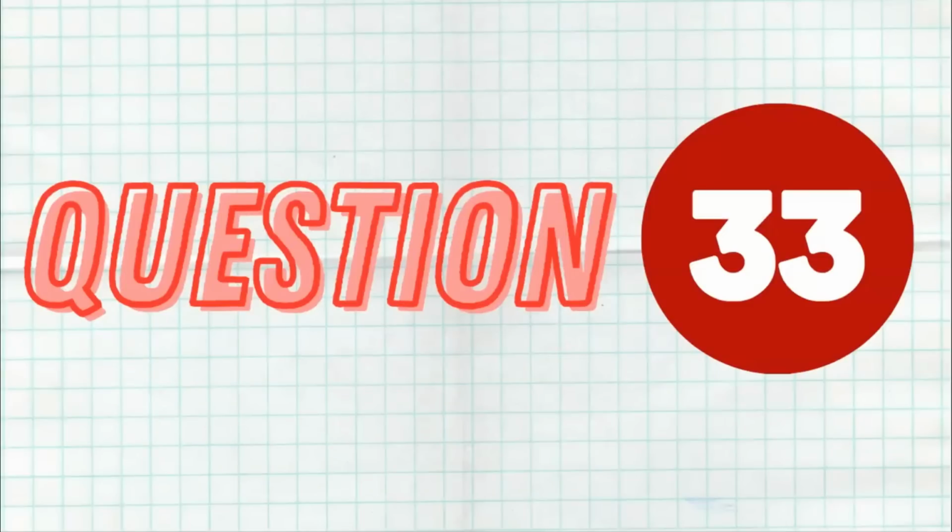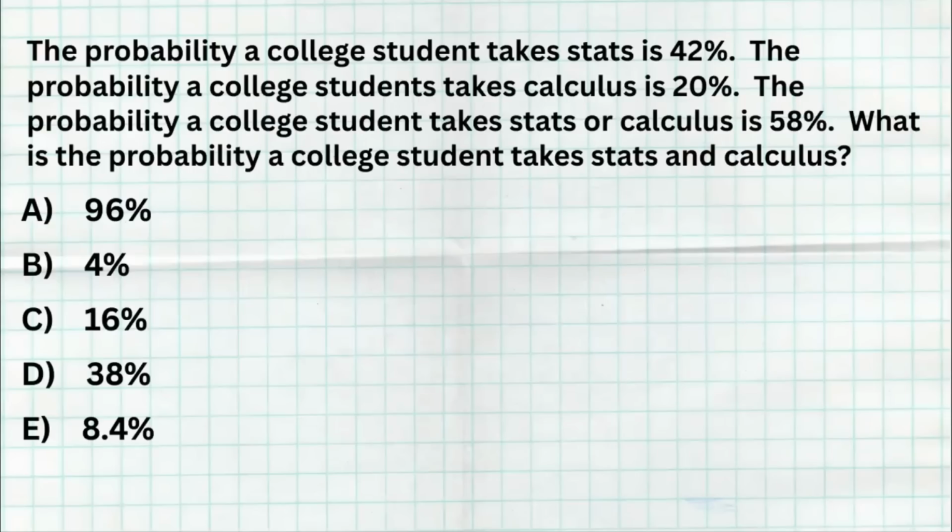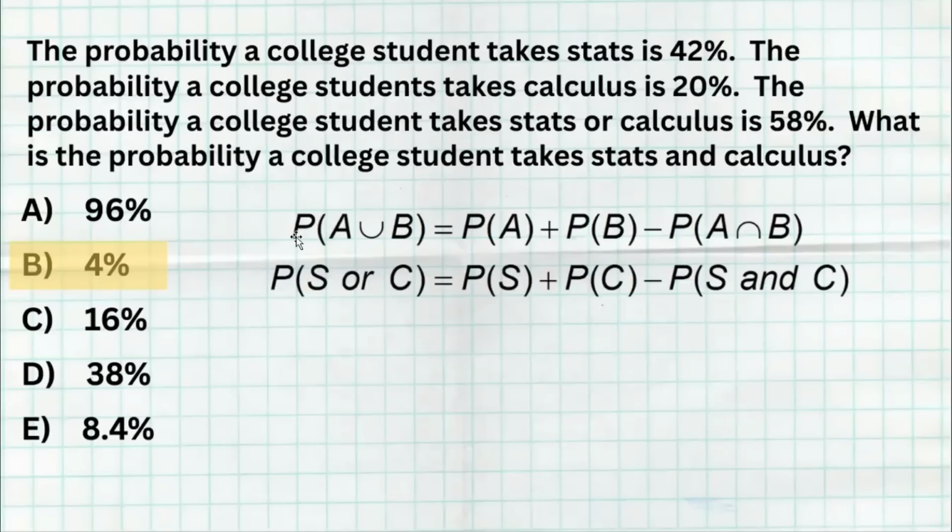Now let's move on to question number 33. And the correct answer is B. This is actually a fairly easy formula that involves our addition formula. So anytime you see the probability of stats, then the probability of calculus, then we're given the probability of stats or calculus, right? This is going to be a classic addition formula problem where we know that the probability of A or B, this is the little symbol right here for or, equals the probability of A plus the probability of B minus the probability of A and B, which is both of them. So in our particular problem, this would be the probability of stats or calculus equals the probability of stats plus the probability of calculus minus the probability of both.